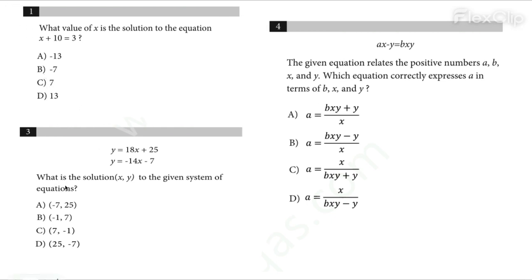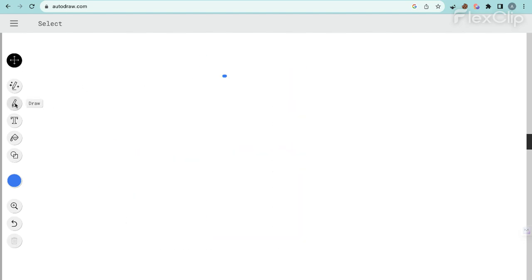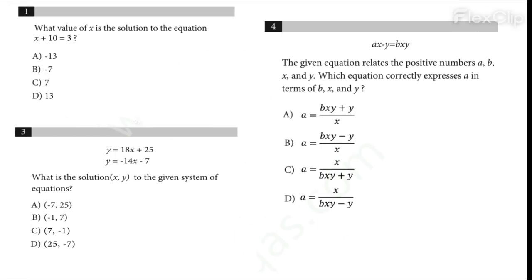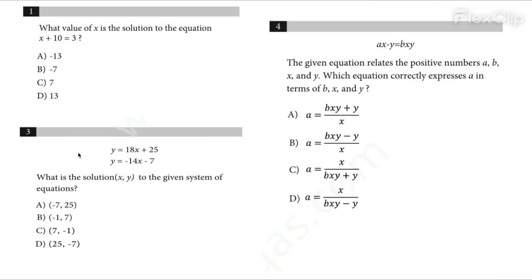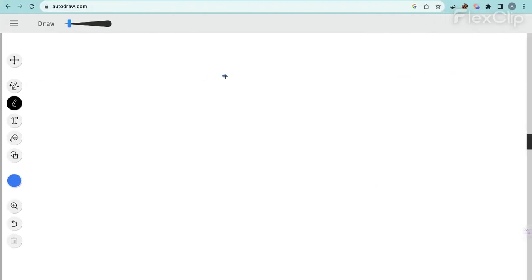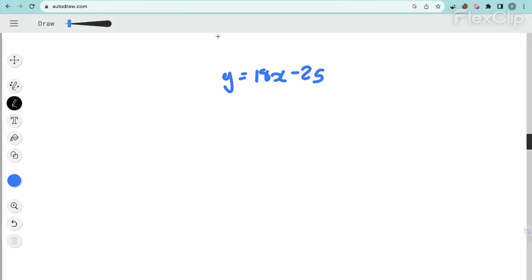What is the solution to the given system of equations? Alright, great. I'm so glad I got asked a system of equations question. This is one of the biggest questions I get on the SAT. So this gives you two equations. Let's look at this. 18x plus 25, and y equals -14x minus 7.